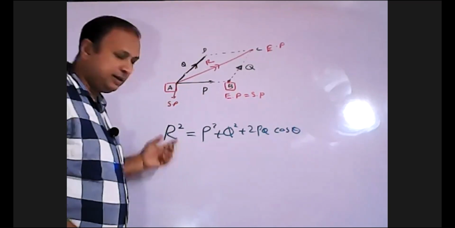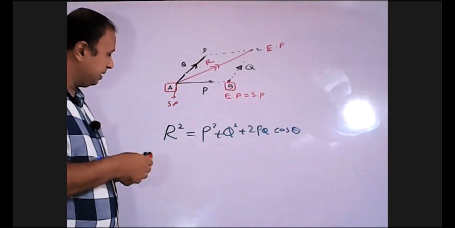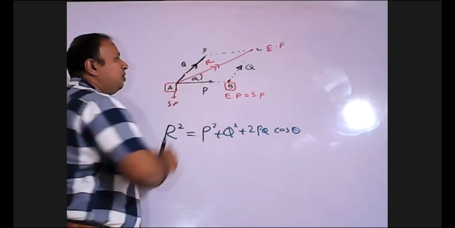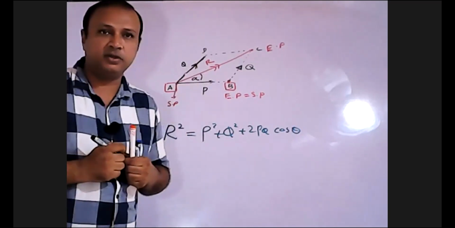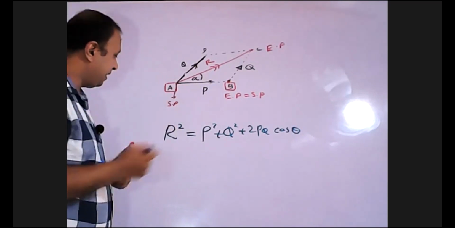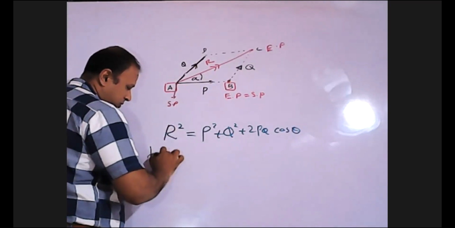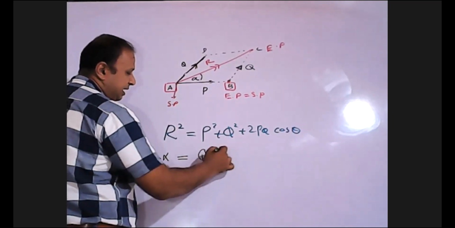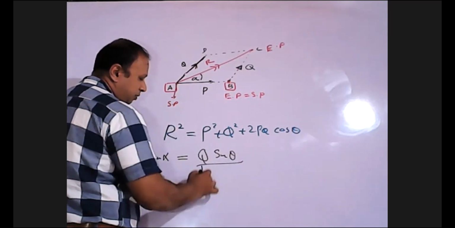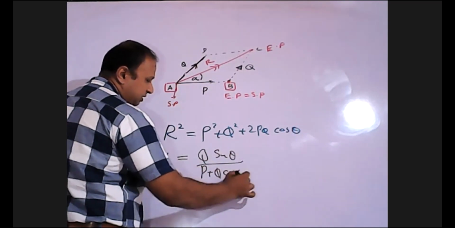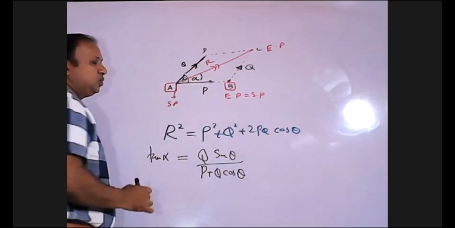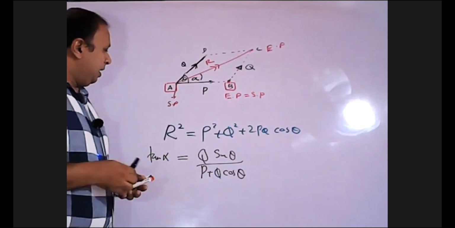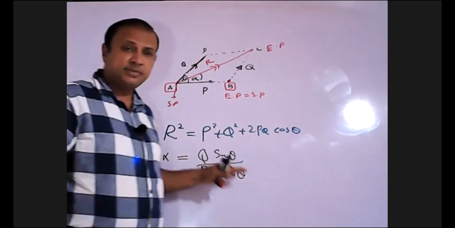Then, not only the magnitude, we should find the direction of the resultant force too. We have proven that tan alpha is equal to Q sine theta over P plus Q cos theta, where theta is the angle between these two. We have done up to this level.